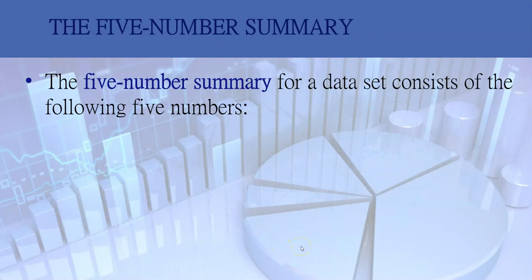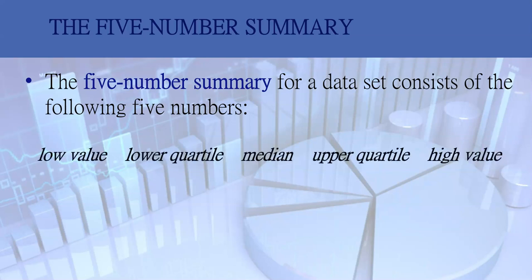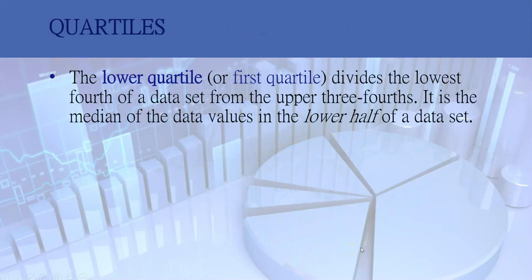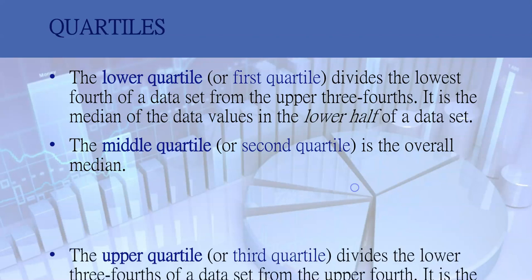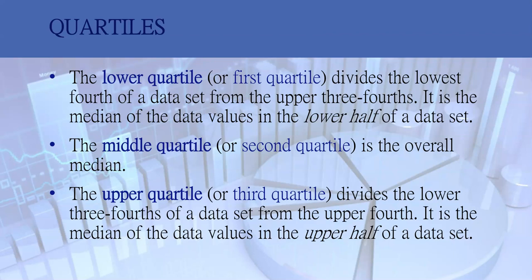The next topic is called a 5-number summary. The 5-number summary is used in statistics to create things called box plots, which are also a way of looking at variation. So the 5 numbers are: the low value, the lower quartile, the median, the upper quartile, and the high value. The lower quartile, which is also called the first quartile, is the median of the lower half of the data set. The middle quartile, or the second quartile, is the median. And the upper quartile, which is also known as the third quartile, is the median of the upper half of your set.